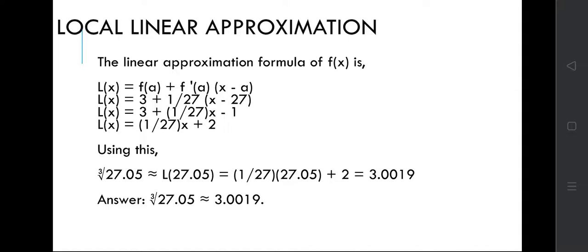So, using this, the linear function na nakuha natin, we can now have the cube root of 27.05 is equal to the L of 27.05, which is equal to 1 over 27 multiplied by x. X is 27.05, so 1 over 27 multiplied by 27.05 plus 2, which will give us the approximate value 3.0019. So, the approximate value of the cube root of 27.05 is equal to 3.0019.